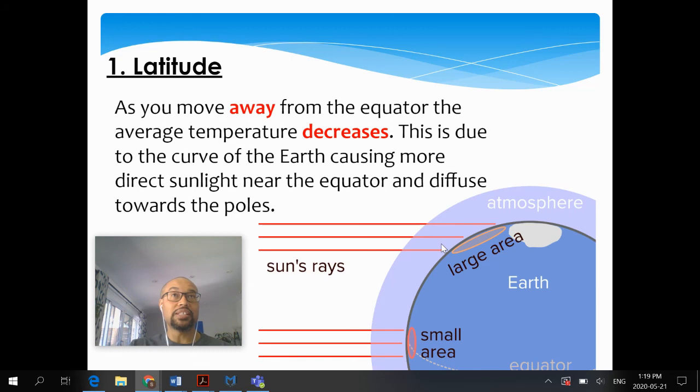So that same intensity is more concentrated. And since it's more concentrated, more intense, it's going to be warmer. When it's more spread out near the poles, everywhere in that circle that you see there doesn't get quite as much of that intensity of the sunlight compared to that smaller, more concentrated area near the equator.